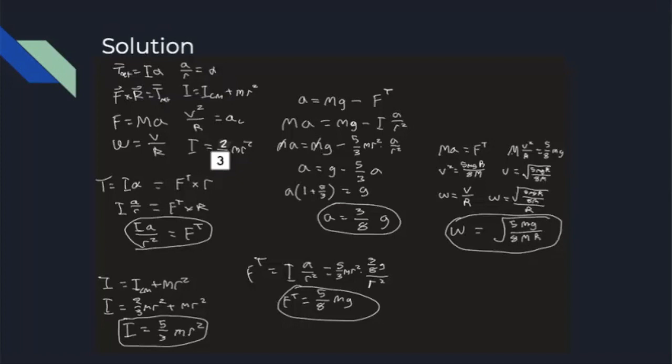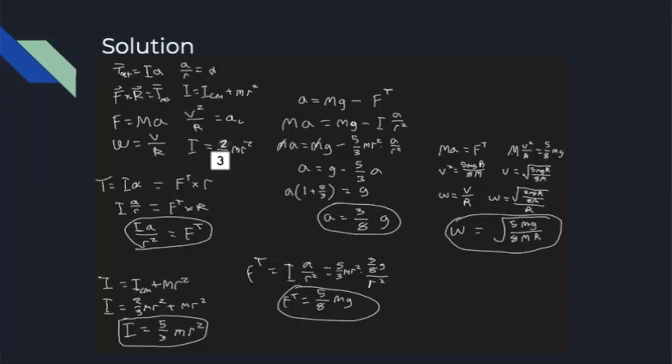To start it, we'll be using the torque in terms of inertia and angular acceleration and setting it equal to the tension force times the radius. You know, angular acceleration is just acceleration divided by r, so you can see we replace that there. And then solving for the tension force, we get inertia times acceleration divided by r squared.